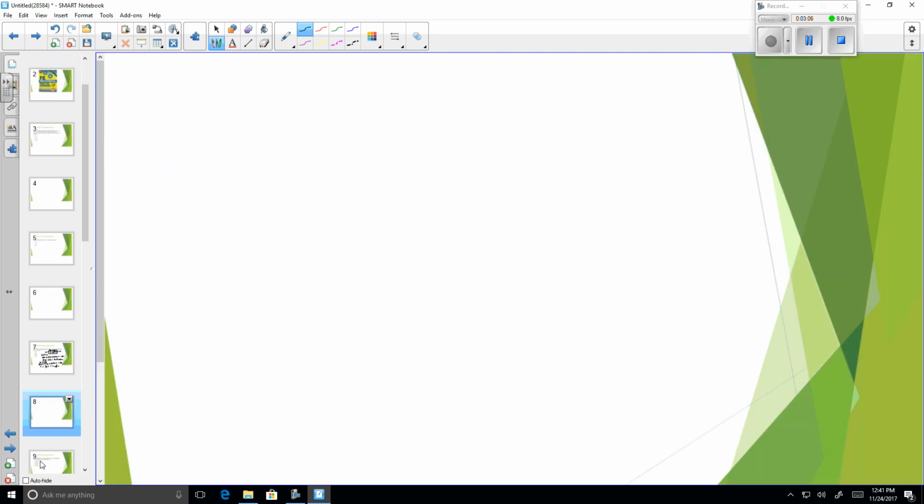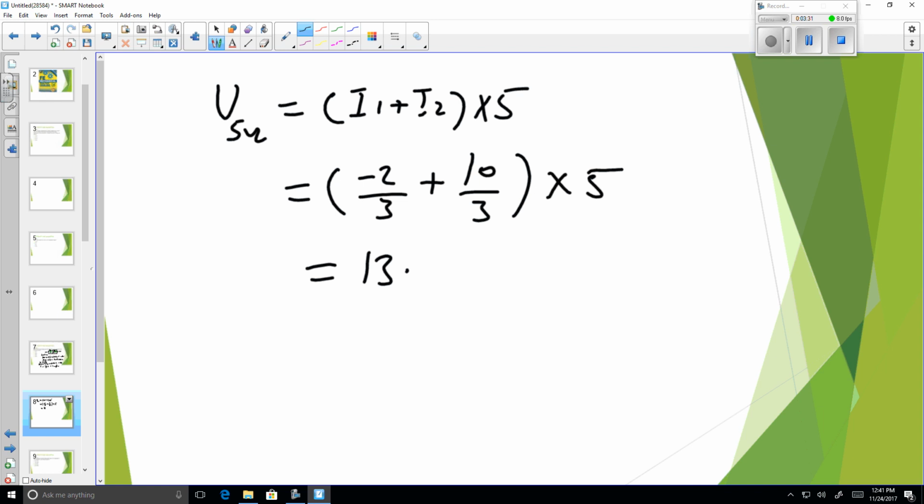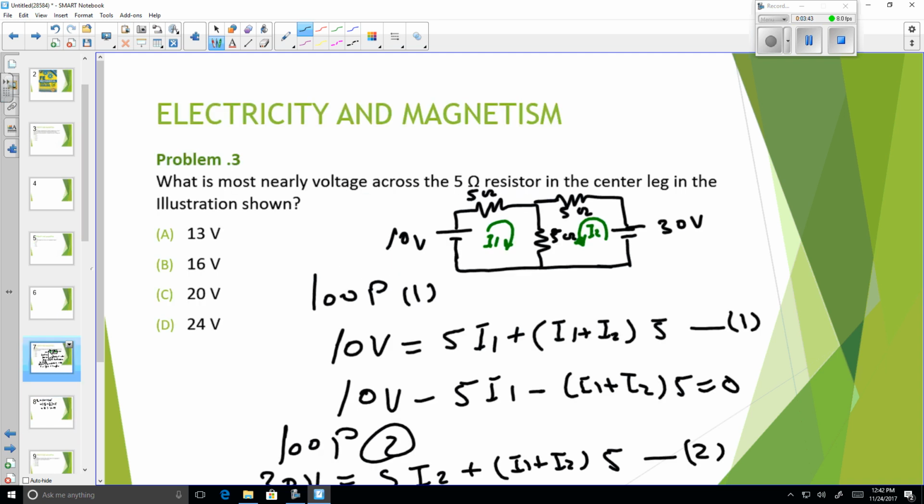So that means the voltage across the resistor in the center leg is the current passing in that resistor, which is I1 plus I2, times the resistance. So that's Ohm's law, V equal to I times R. I1 was minus 2 over 3 plus I2 is 10 over 3, times the resistance 5 ohms. So that will be 13.3 volt. That means the answer for this problem is choice A, which is 13 volt.